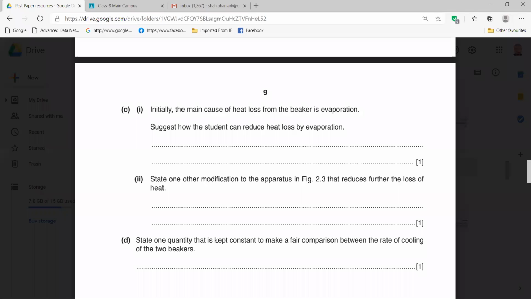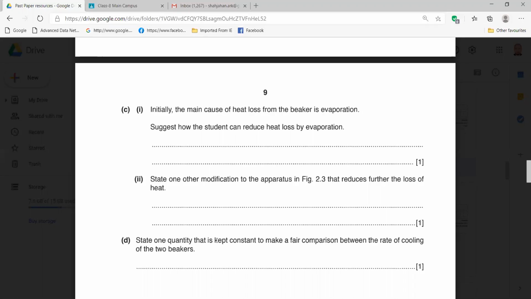Sir, then can you please write part D? Continue, Afnan. From D or number 2? Number two we did. Step D, 1: the quantity that is kept constant to make a fair comparison between the rate of cooling of the two beakers.